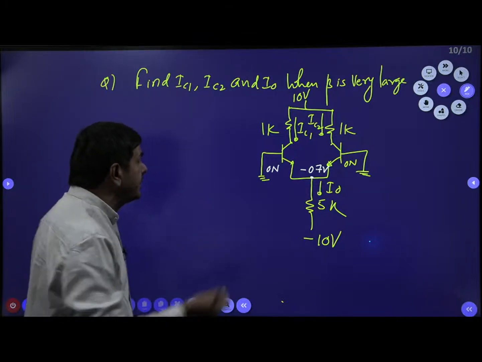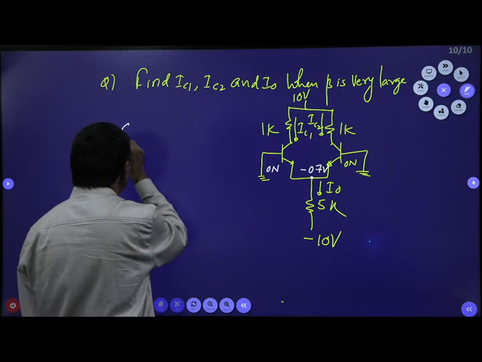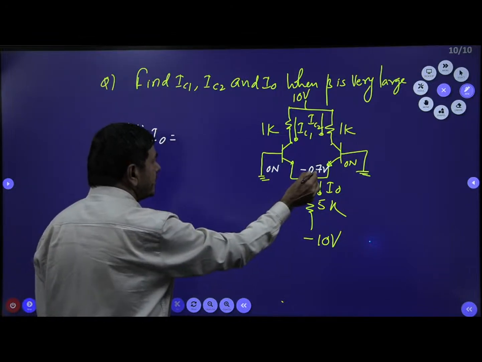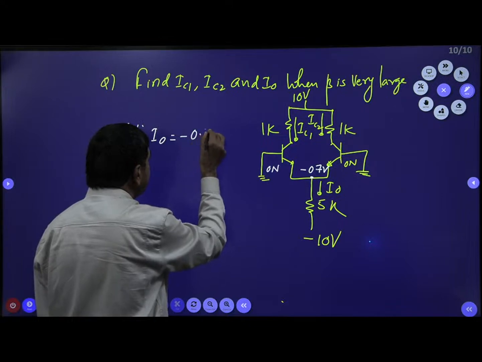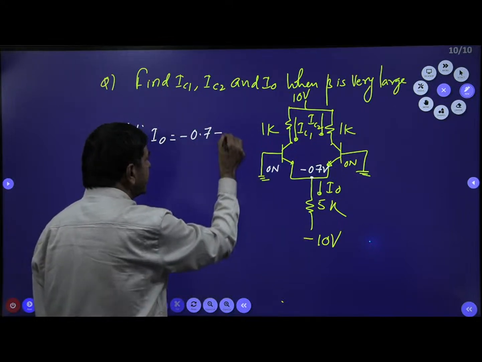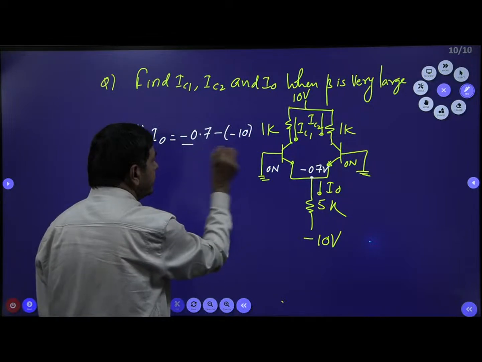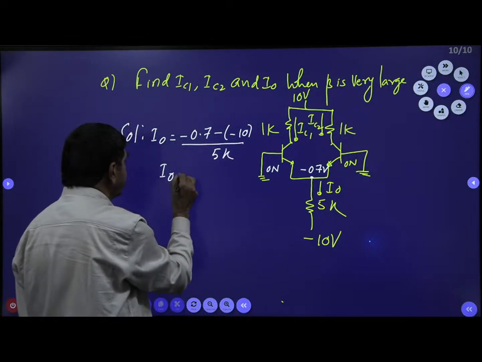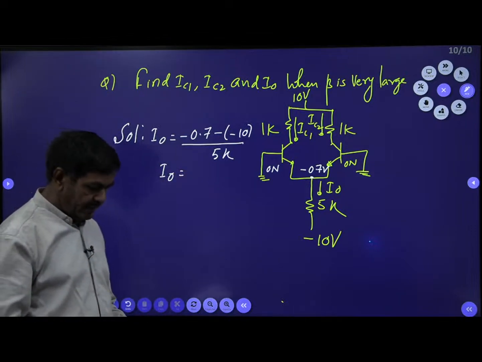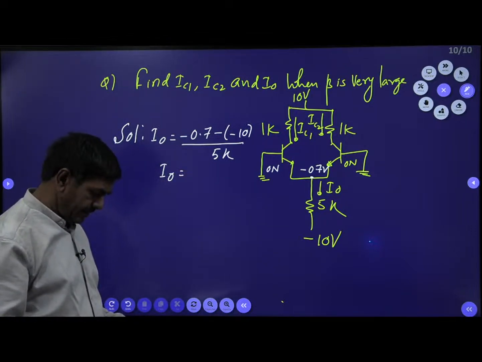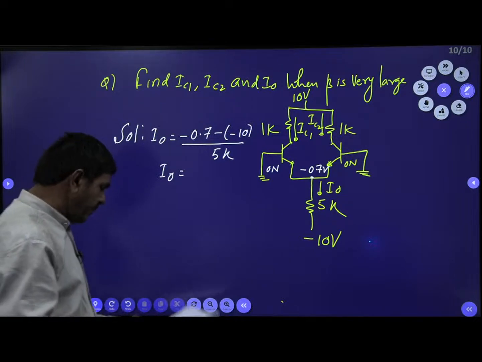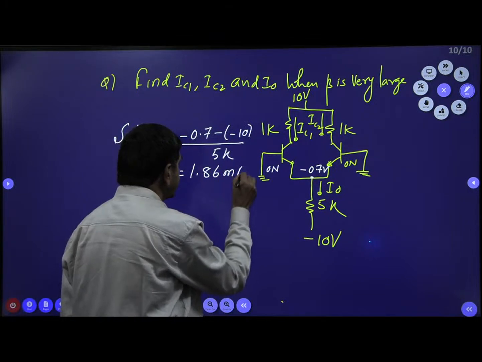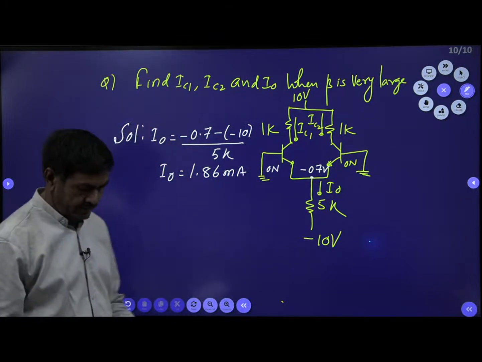Now we can easily find I0. I0 is nothing but minus 0.7 minus of minus 10, divided by 5K. Then I will get I0 here. That I0 is 1.86 milliamperes.